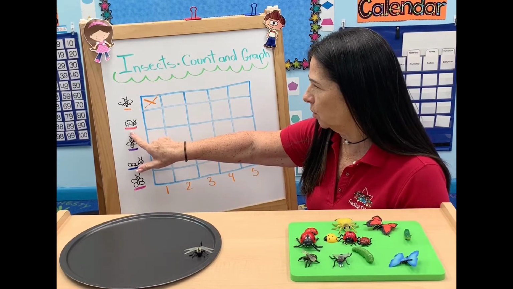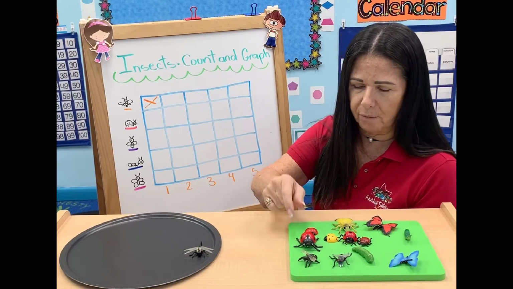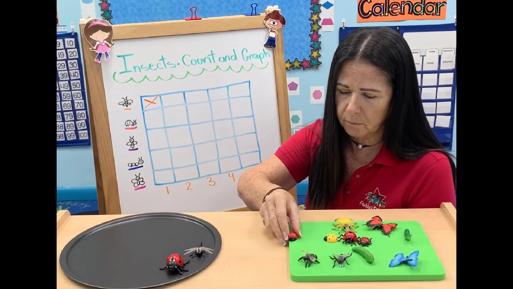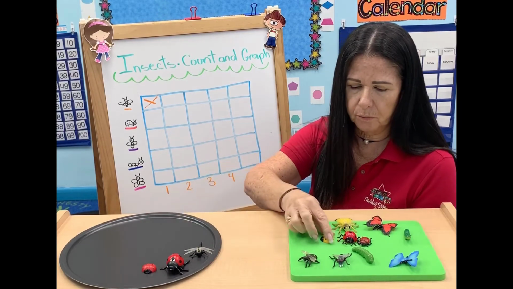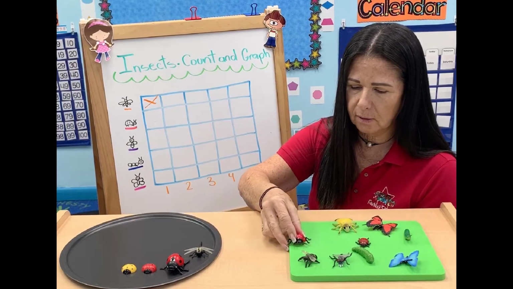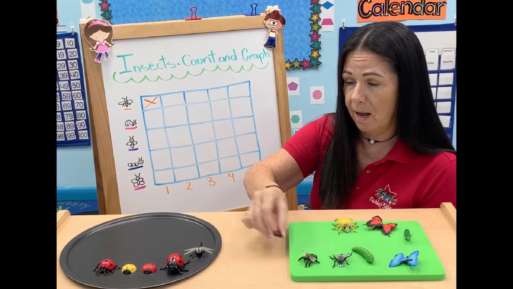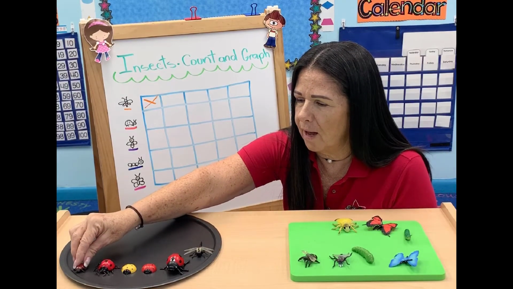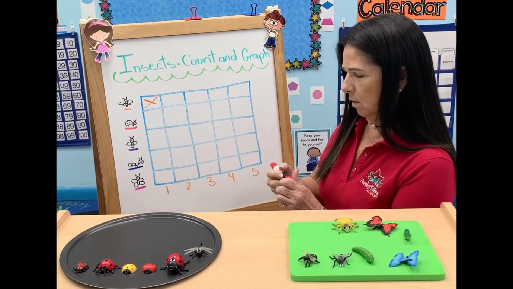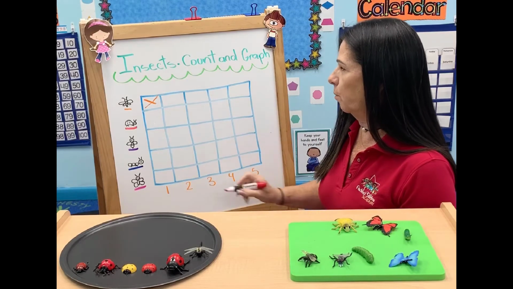We have a cute ladybug. Let's see how many ladybugs do we have here. Help me to count. One, two, three, four, and five. We have five ladybugs. So what are we gonna do in our chart? We're gonna make letter X counting up to number five.